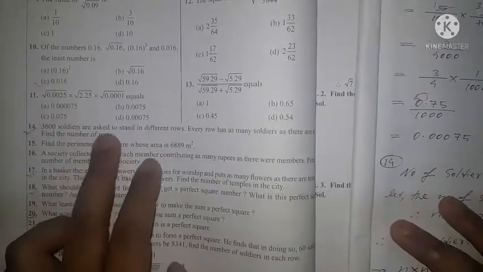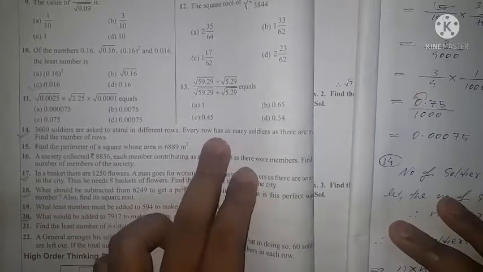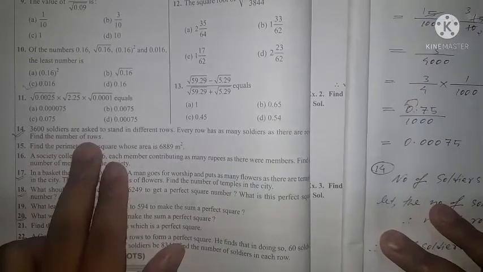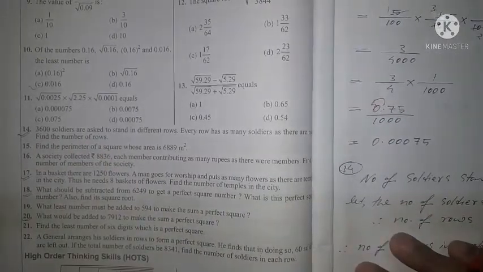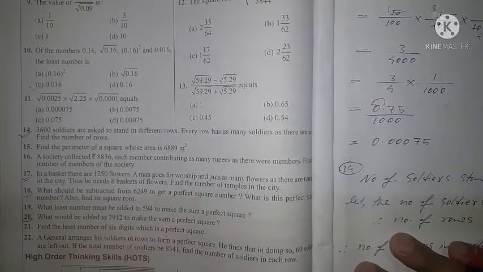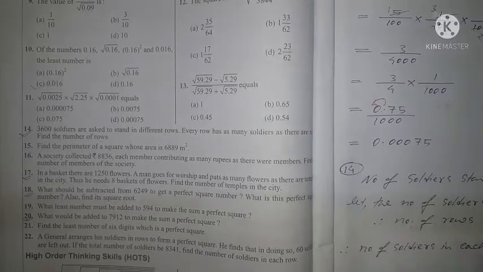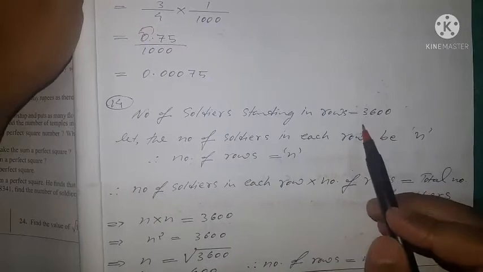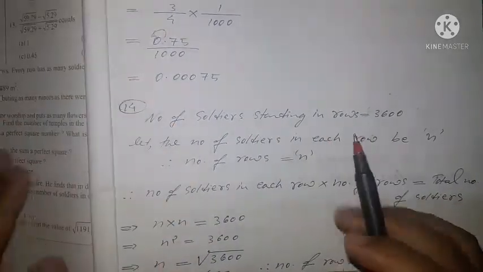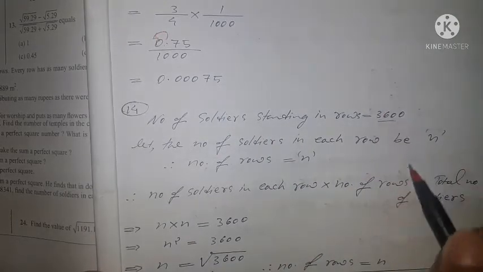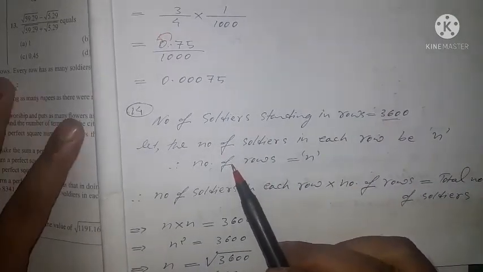So question number 14, it is given 3,600 soldiers are asked to stand in different rows. Every row has as many soldiers as there are rows. Find the number of rows. So we are asked to find the number of rows, and the number of rows is similar to the number of soldiers in each row. The total number of soldiers is 3,600.